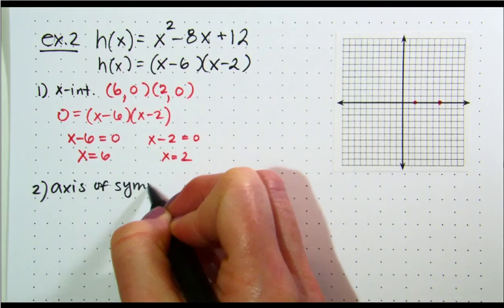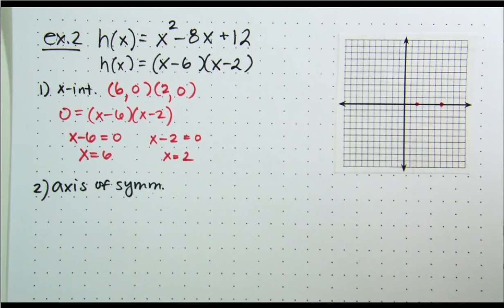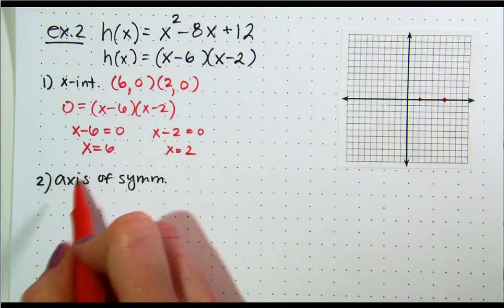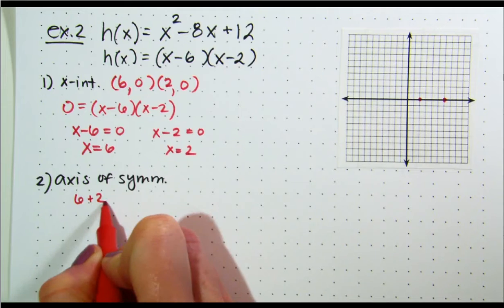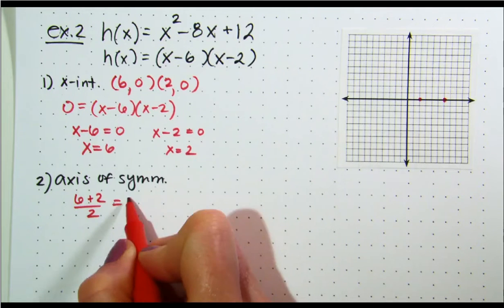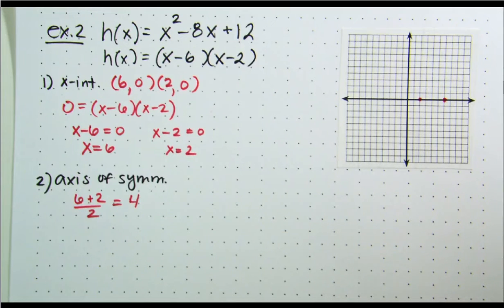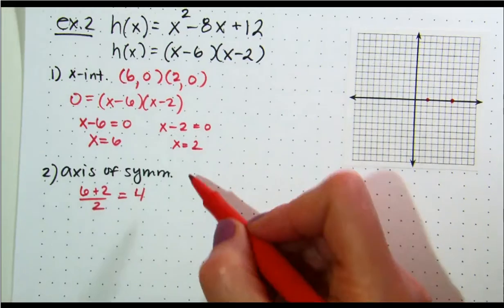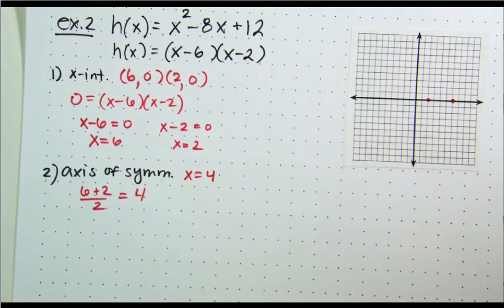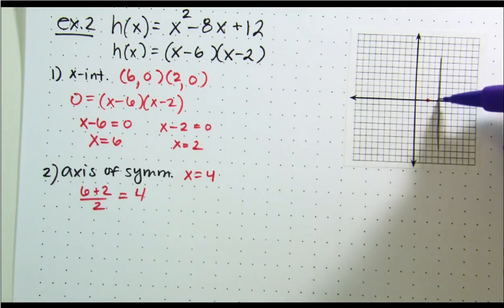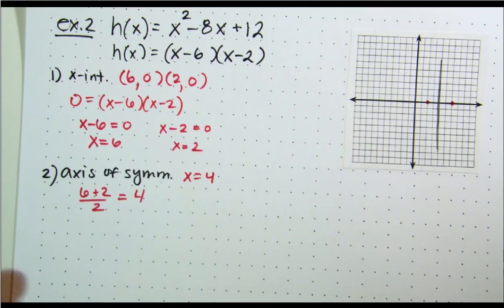Step 2, axis of symmetry. We want to find the middle between my two x values for my intercepts. Add them, divide by 2, gets me the number that's in the middle of 6 and 2, which you may not have even had to do that math. You might have just been able to figure out that it's 4, by mental math, or by looking over here and seeing that in between my two x-intercepts gives me my line of symmetry.